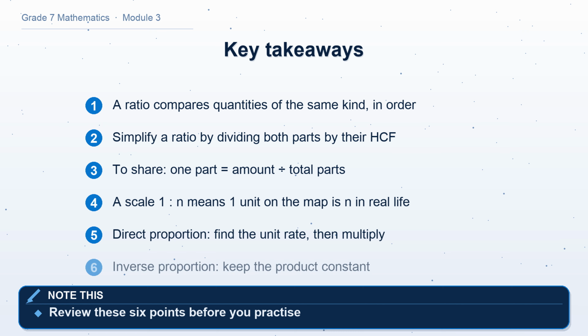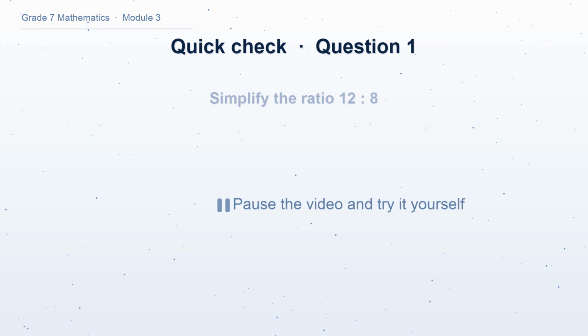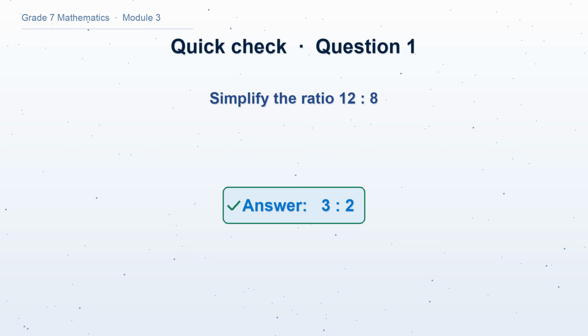Now, let's check how much you remember with 3 quick questions. Here is the first question. Simplify the ratio 12 to 8. The highest common factor of 12 and 8 is 4. Divide both parts by 4 and the ratio simplifies to 3 to 2.